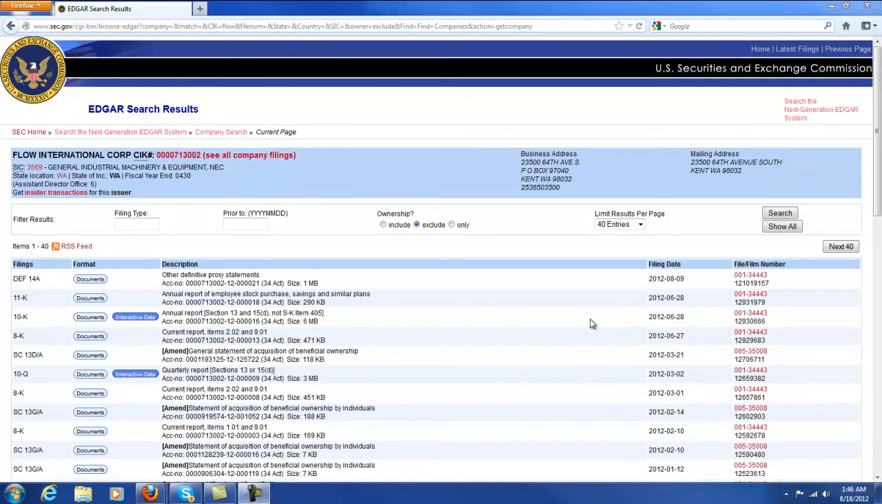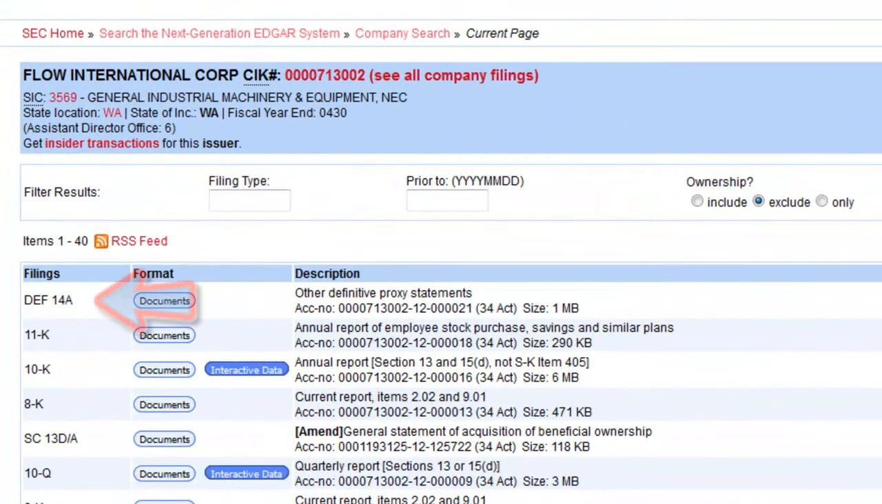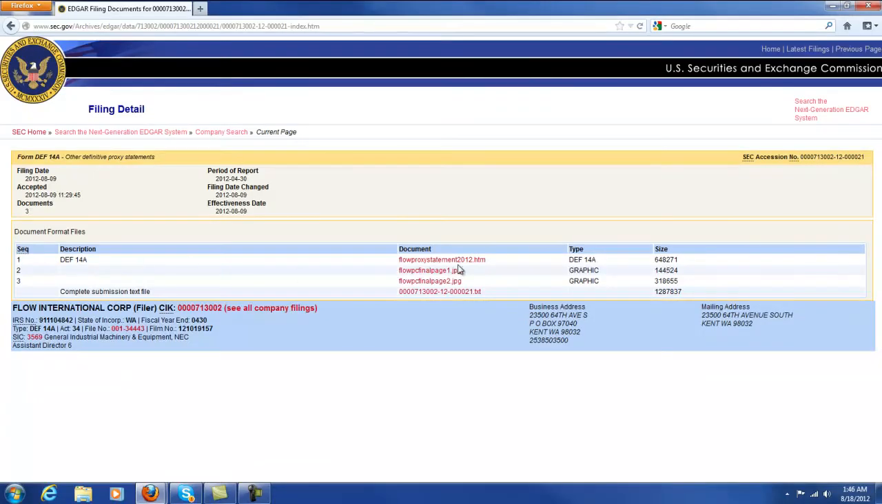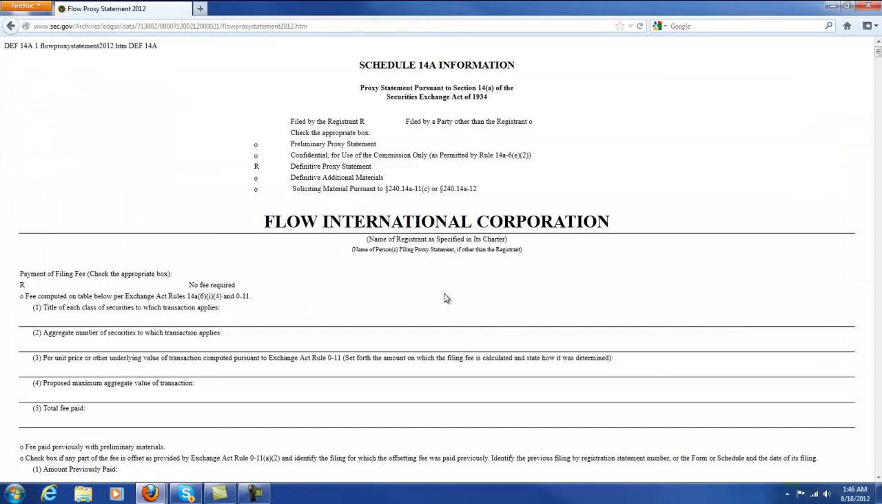The next form that I want to discuss is DEF 14, which is known as the Definitive Proxy Statement. This form needs to be filed when the company is soliciting shareholder votes. So let's go ahead and click on it. It is a form that you definitely want to read for any company that you are considering investing in.